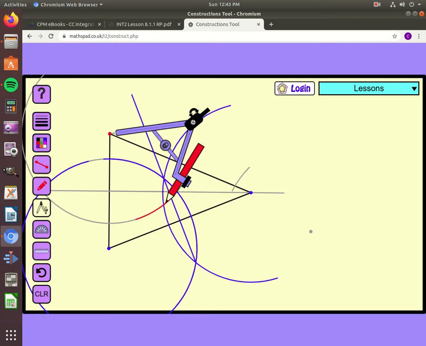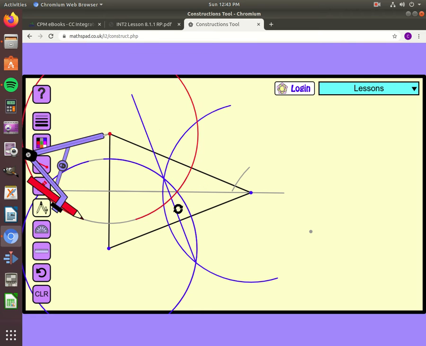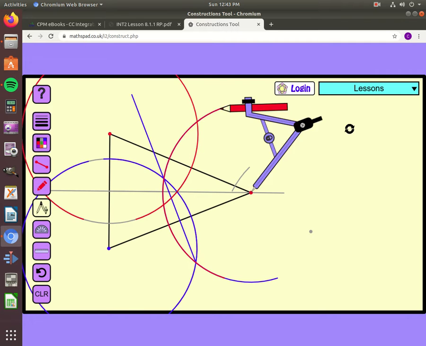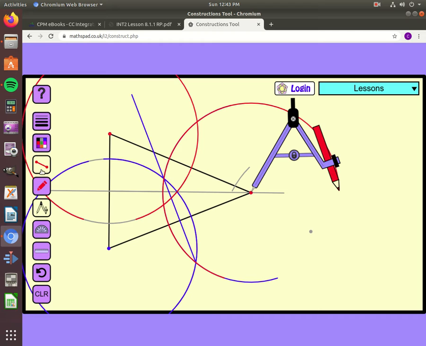And again, just like we did on the last one, this thing has to work, if I did it correctly, where when I combine this one as well, this should go straight through. So let's see. It should go straight through the point I already have. So you can see, there we go, where those three meet is my circumcenter.